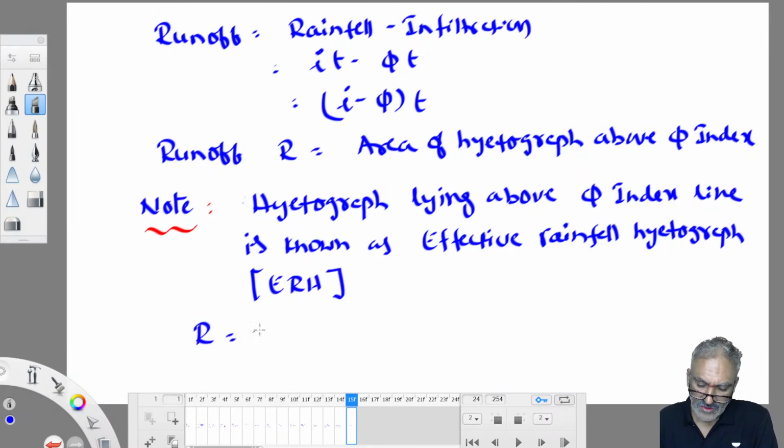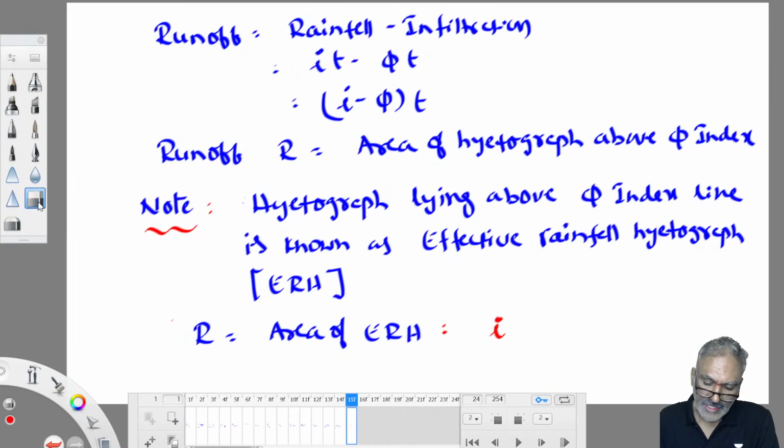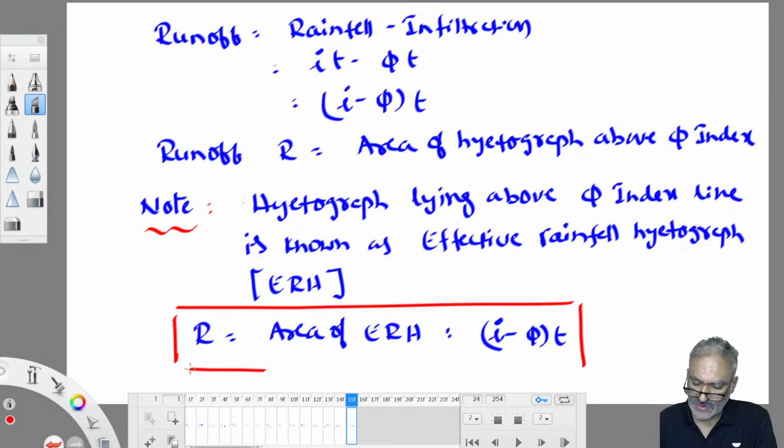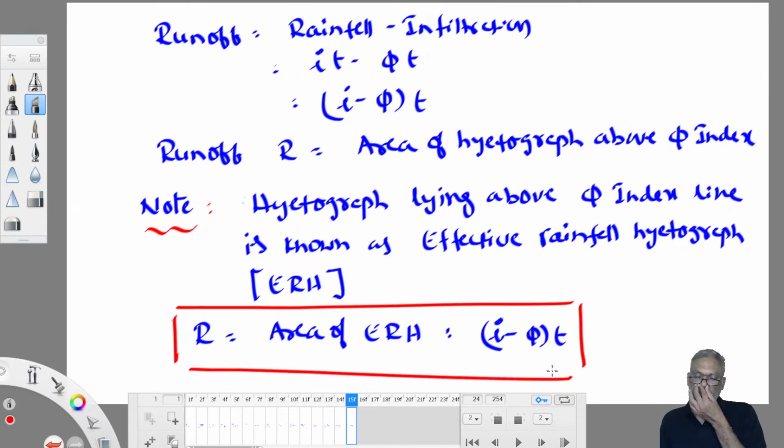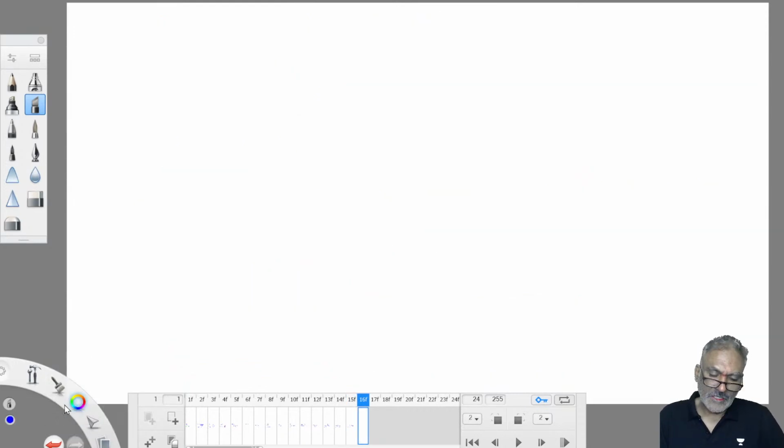So runoff R is equal to the area of the ERH, the area of the effective rainfall hydrograph, which is nothing but (I minus phi) into T. Okay, that's how we can work it out. For uniform storms, it is so simple and so easy. For non-uniform storms, the concept is also the same, but you should be a little bit careful.